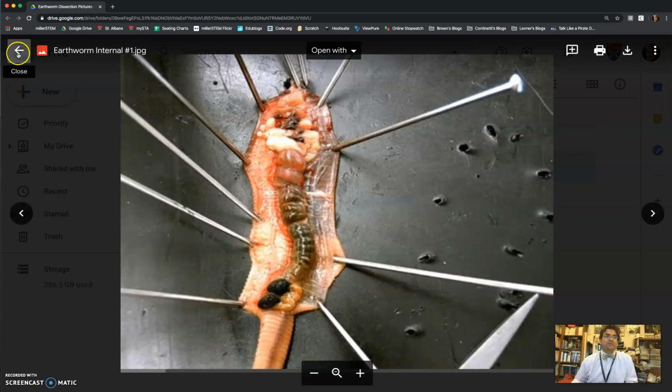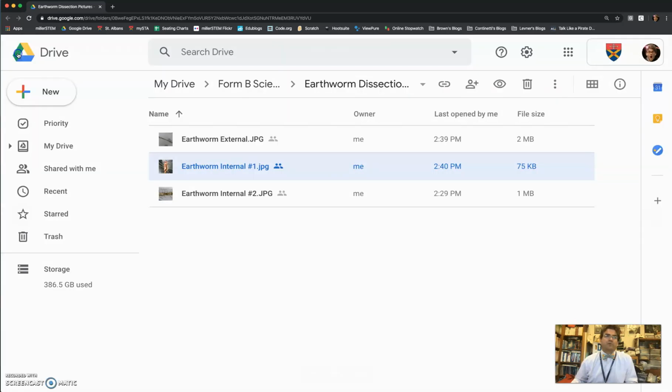We're going to go look at the second one, which might be a little more familiar for you. You can use either picture for your lab report, but I just wanted to give you an option. So here is earthworm internal number 2, where it is done by a preserved worm.